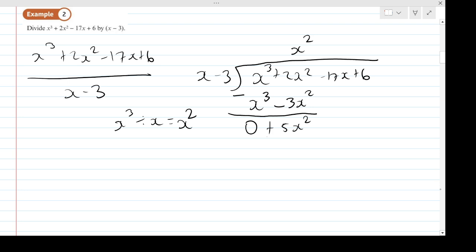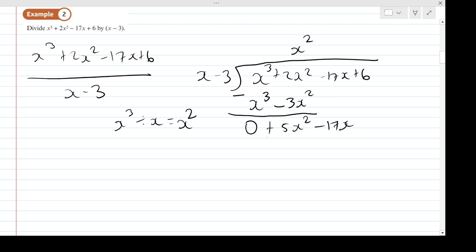So that's the step, and that's what we're going to be doing repeatedly until we've used up all the numbers and completed the bus stop. To start the next part, to repeat the step, we're going to bring down the next term, which is minus 17x. I'm going to bring that down there, and then I'm going to use it down here.